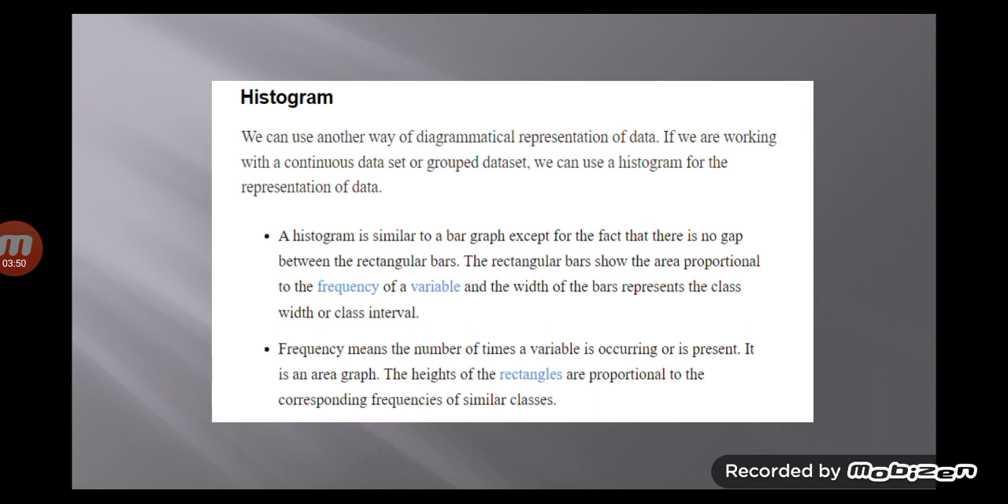There is another diagram called a histogram. It is also a diagrammatic representation of data, but it works only on continuous data or grouped data sets. We can use such type of data for a histogram representation. Histogram is similar to a bar graph, but there is no gap between the rectangular bars because the interval will be in continuous form. For example, if the first interval is 0 to 10, then the second interval is 10 to 20. We will give the class interval in continuous form.